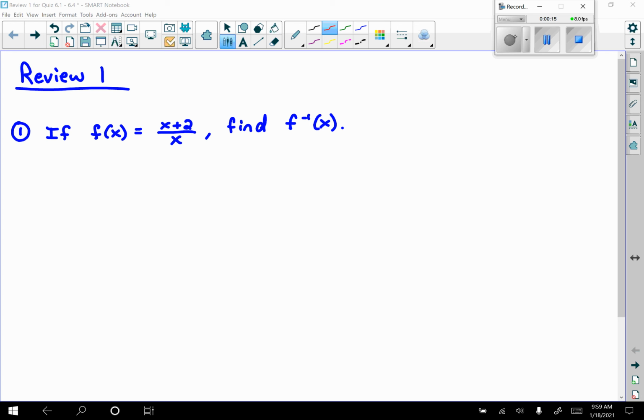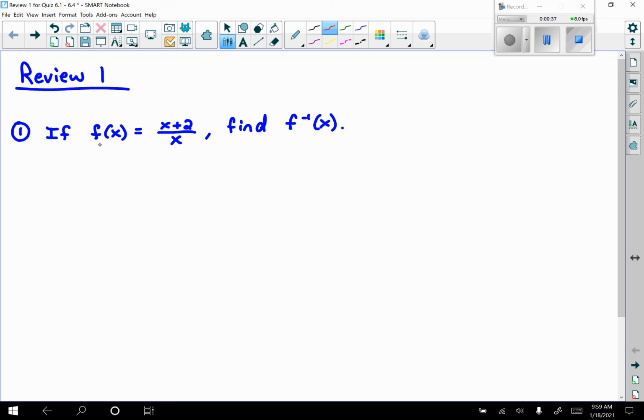So in question 1, I'm giving you f of x is equal to x plus 2 over x. I want you to find the inverse of f of x. Go ahead and pause the video to give this a try. All right, if you need more time, pause the video again.